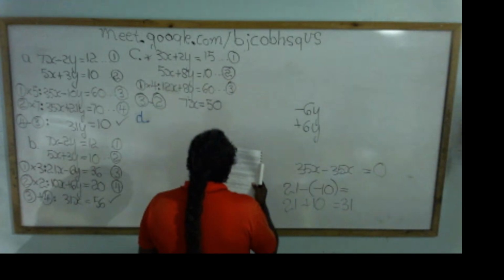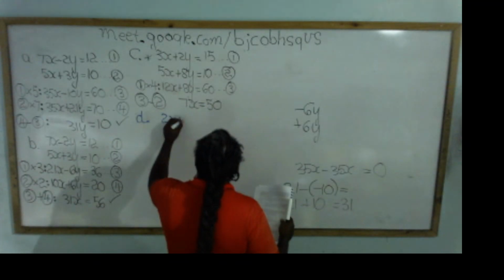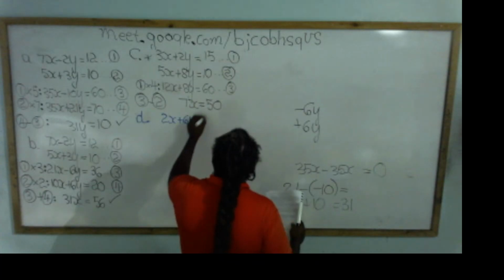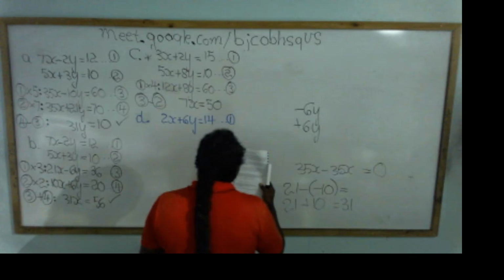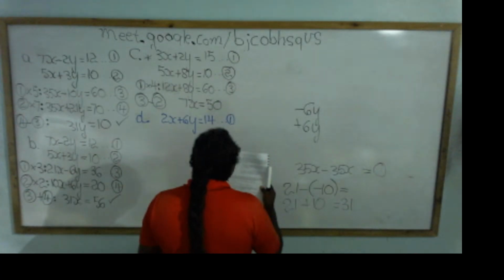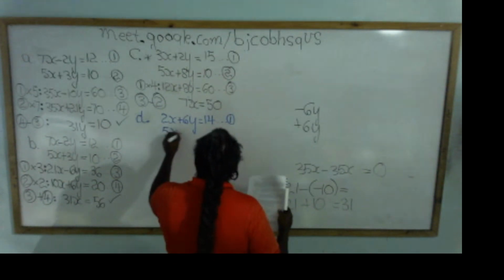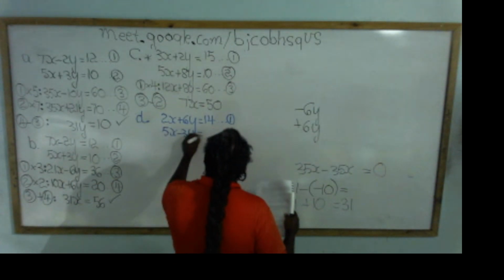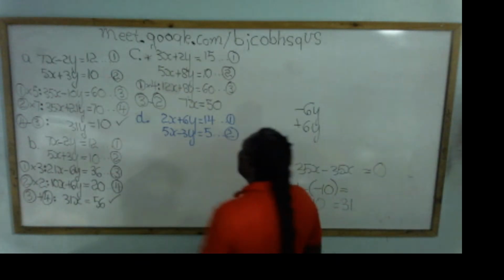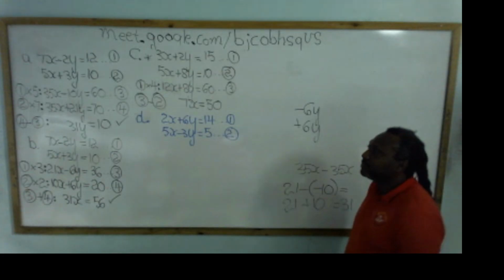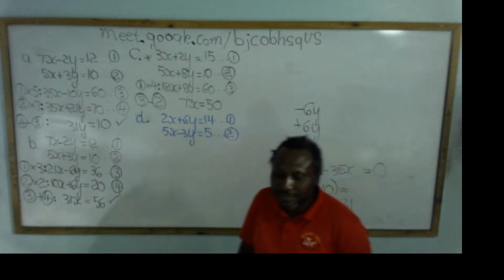2x plus 6y is equal to 14, and that is equation 1. Equation 2 is 5x minus 3y is equal to 5, and that is equation 2. Okay, go straight ahead and tell me what I might do in order to get the coefficients to be the same or additive inverses. Let's go.